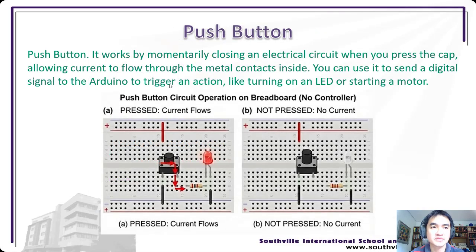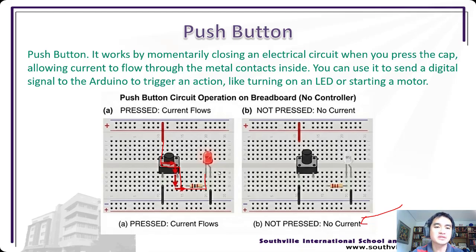Okay, so today we're going to be going over two things, push buttons and servos. Let's start with a push button. A push button only works, the circuit only works when you press the button. When it's not pressed, you'll see that current is not passing through. But when it's pressed, then current can flow from the button to here as so.